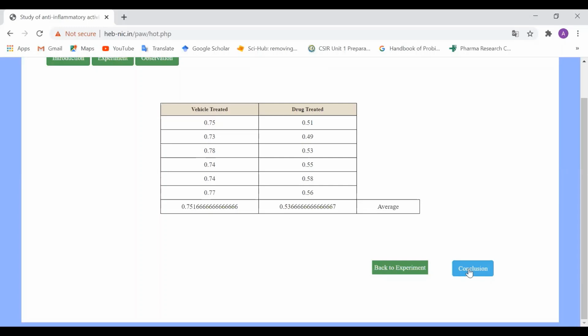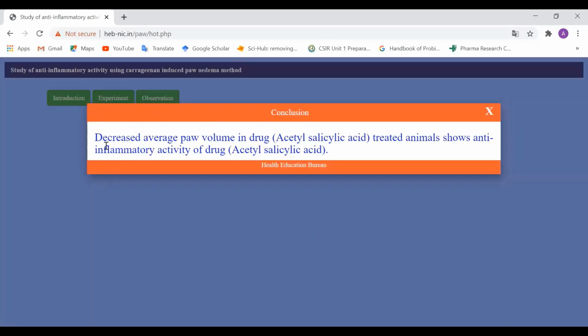So the conclusion we can draw through this experiment was decreased average paw volume in drug, that is acetyl salicylic acid, treated animals show anti-inflammatory activity of the drug.